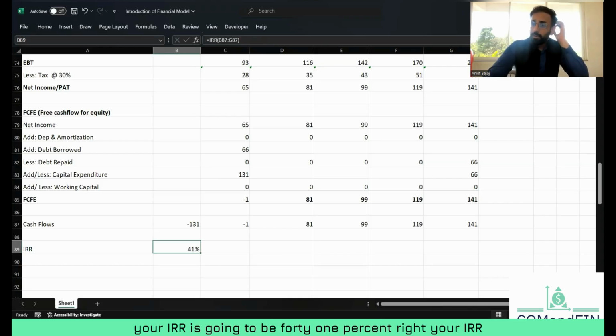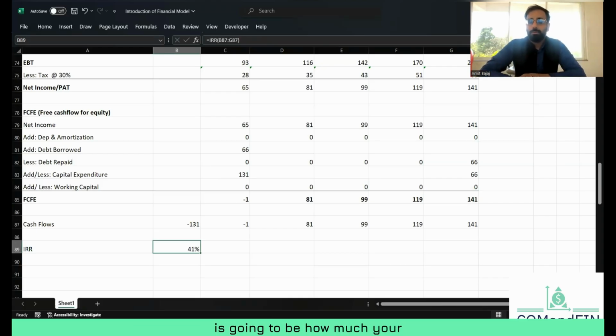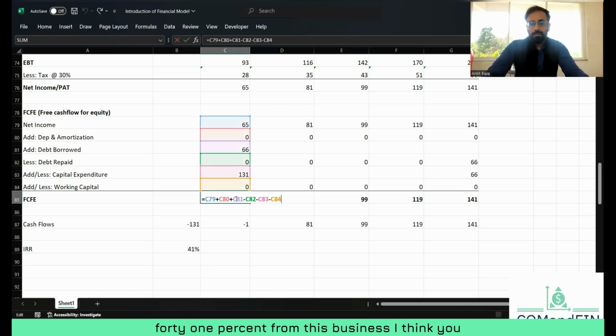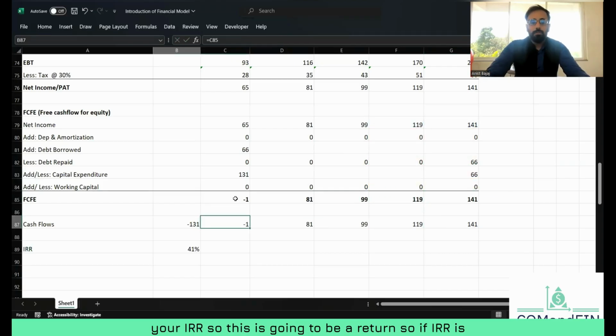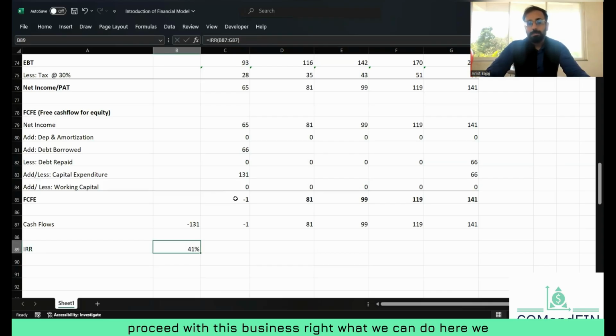So your IRR is going to be 41%. It means you will get a return of 41% from this business. I think you understood how we have calculated your IRR. So this is going to be your return. If IRR is positive, you can proceed with this business.